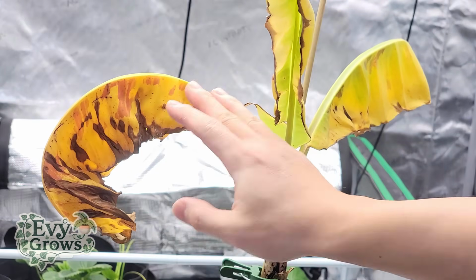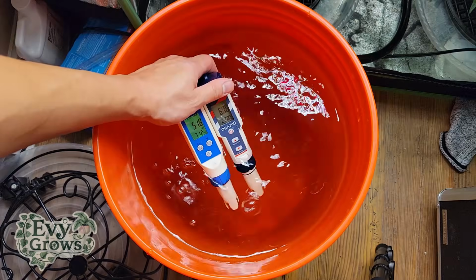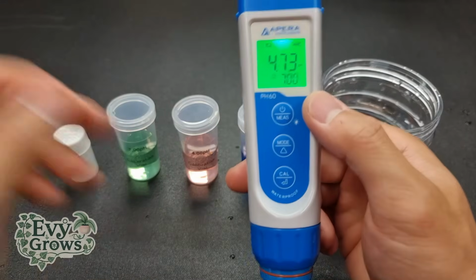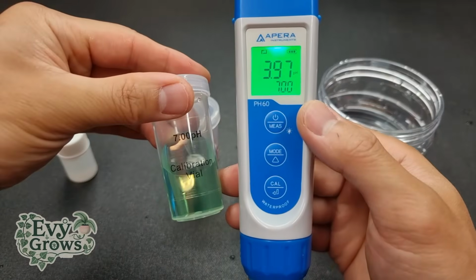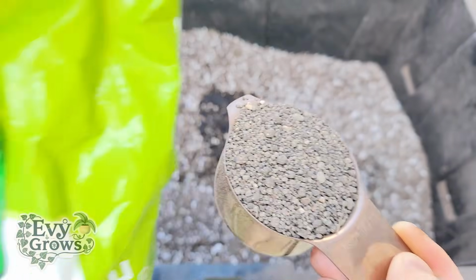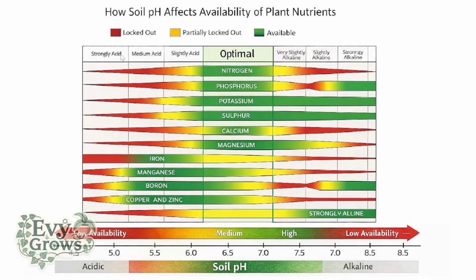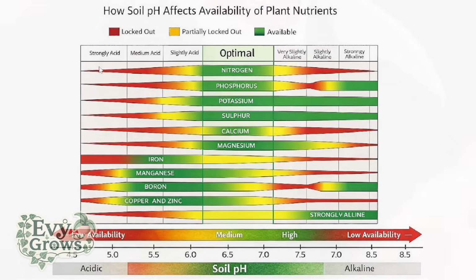If your plants look ugly, even though you're feeding them everything, you might not have a nutrient problem. You might have a pH problem. Your soil could have all the nutrients your plant needs, but your plant can't consume them because your soil is outside the ideal pH range.